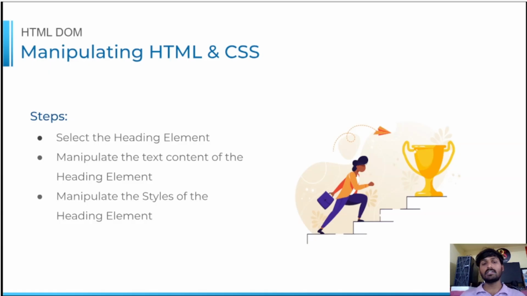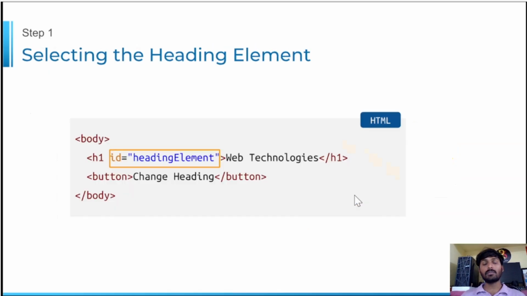Let's do this step by step. In the first step we have to identify, we have to select. To identify any element we use id. Id is used to identify a specific element uniquely. Okay, id is equal to, it contains the value heading element. First of all we have to do this.